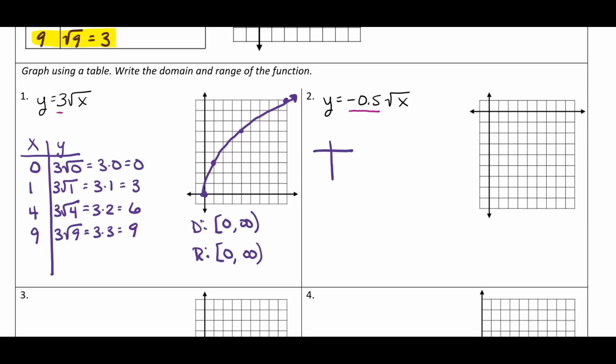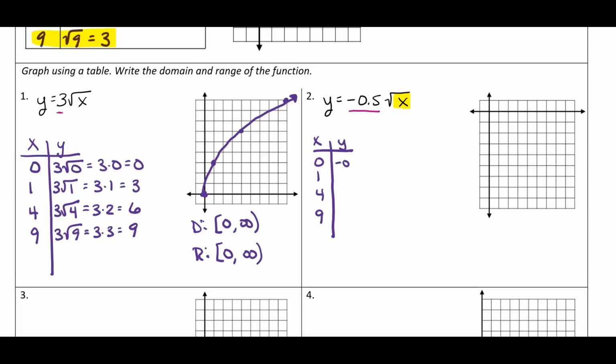So we're going to have a little XY table. And again, we're looking at values that can go in for x. So the values that can come in here for this x need to be perfect squares. So again, we're going to use 0, 1, 4, and 9. Those are numbers that create perfect squares underneath that radical.